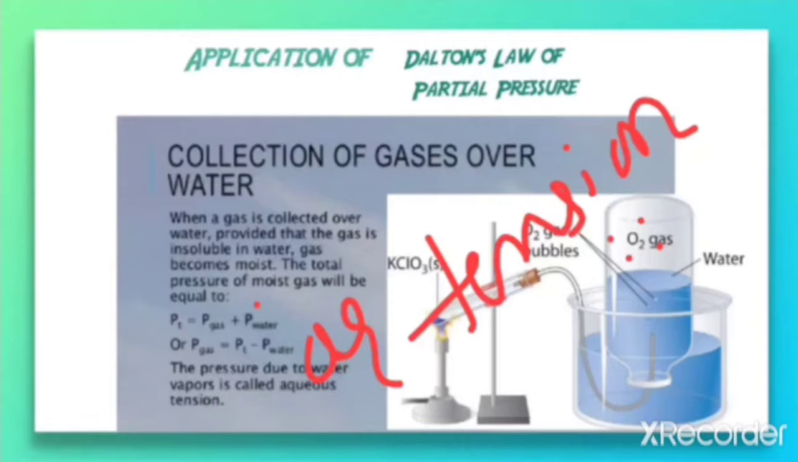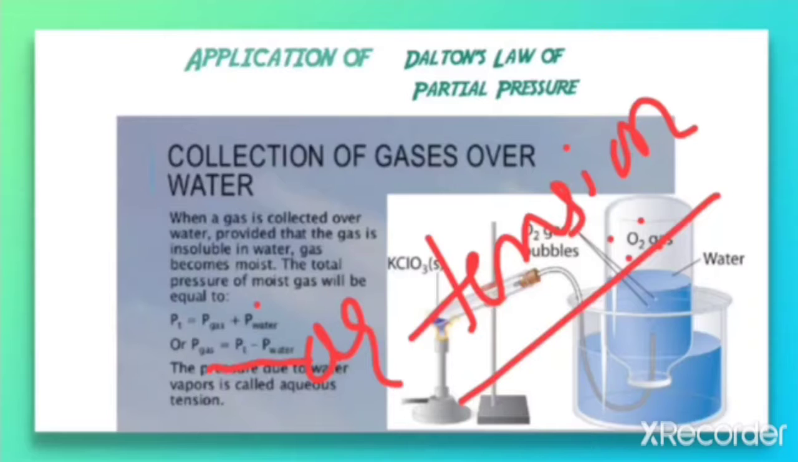Since the aqueous tension at different temperatures is known, we can easily find out the pressure of the dry gas, like here oxygen, which is collected. By this formula we can easily find it out: P gas is equal to P total minus P water. That is, the pressure of the oxygen gas here is equal to the total pressure minus the aqueous tension.